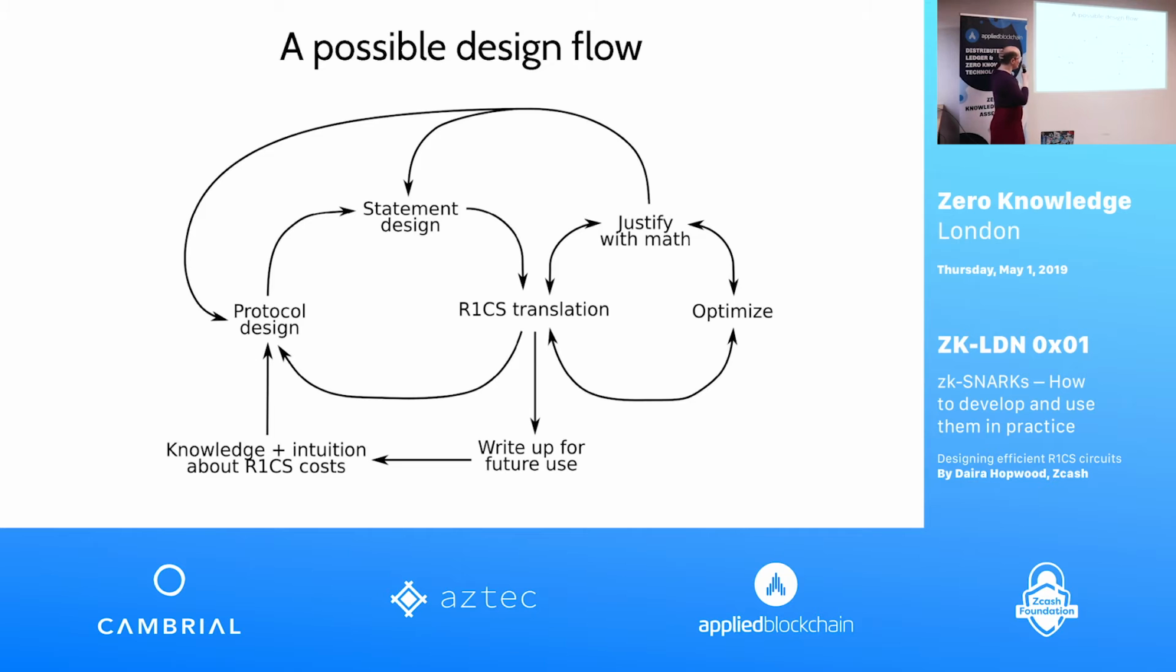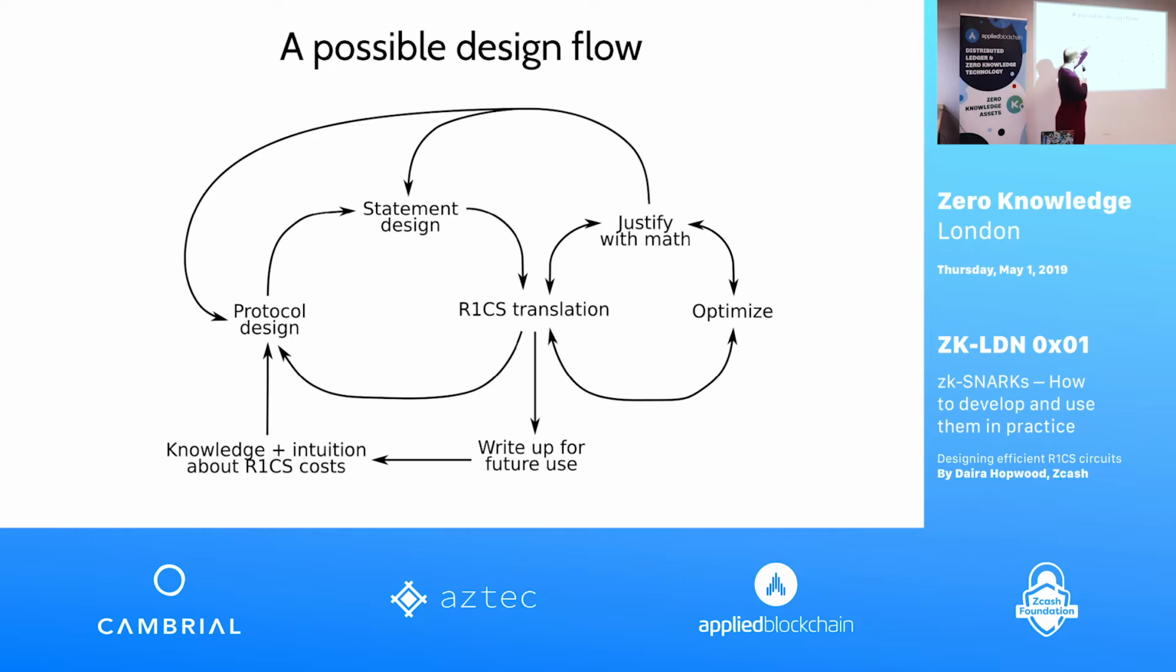So this is basically what we want to be doing. Designing R1CS programs is basically cryptographic protocol design. So you will start with the protocol that you want, or a rough idea of what it's going to be. It will need one or more statements. So, for example, the current version of Zcash has 3 different statements used in different parts of the protocol.